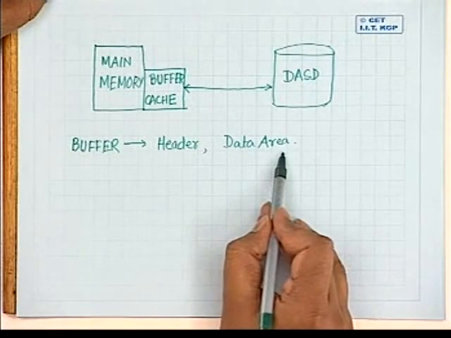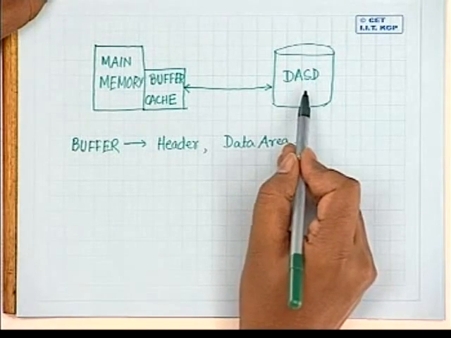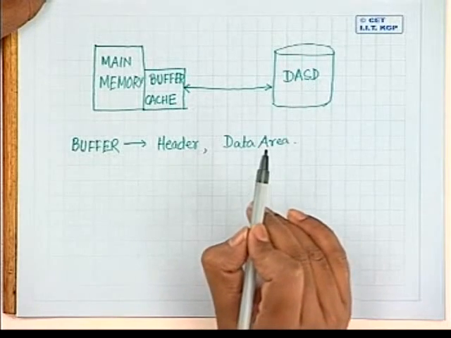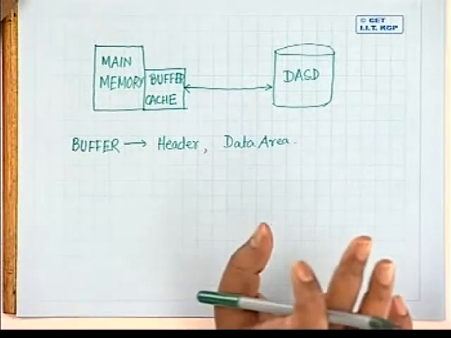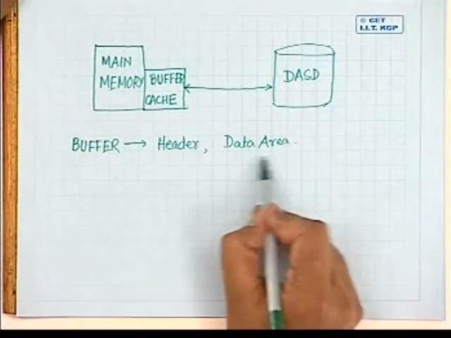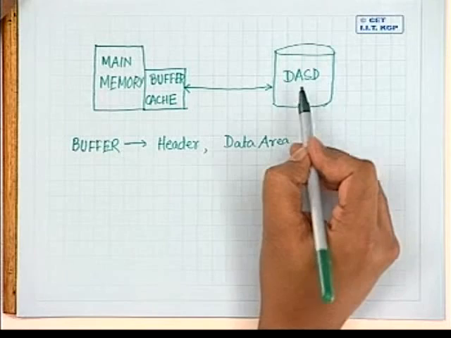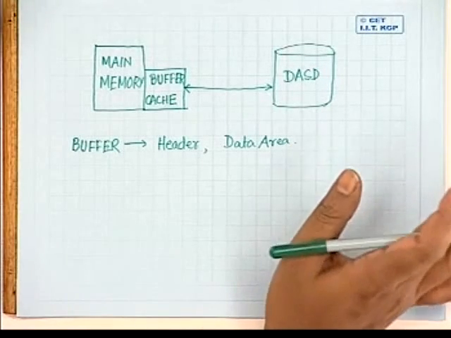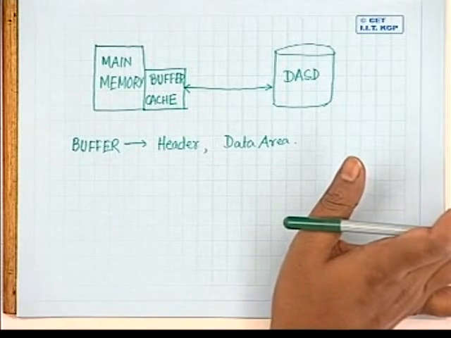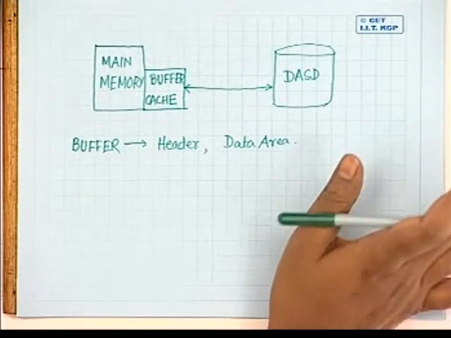The data area of the buffer contains the data from a block of DASD. As I said, whenever I have to access anything from the DASD, I have to access it in the form of a block. So this data area will contain one block of the DASD. So if I have say 50 buffers in a particular installation, then simultaneously 50 blocks from the DASD can be contained in the buffer cache.